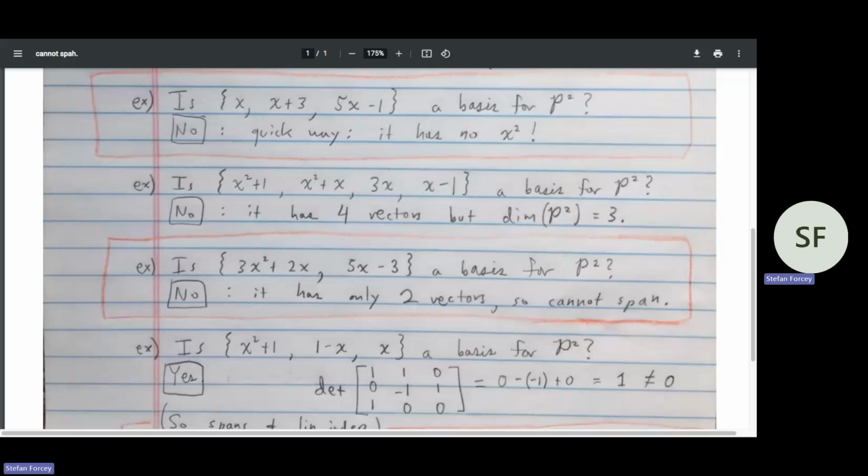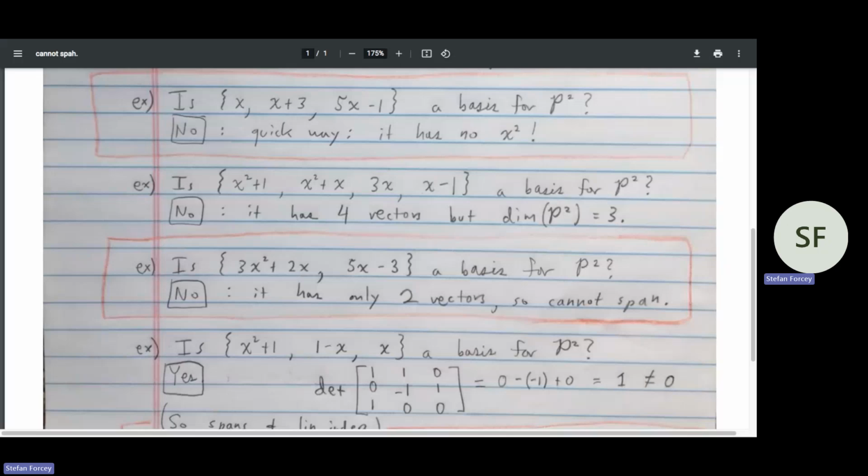So, too many vectors. We don't know anything about its span, but we do know it's linearly dependent, because it has more vectors than the dimension. That's the same thing as having more vectors than the number of components, because the dimension is the same thing as the number of degrees of freedom. So, too many vectors.